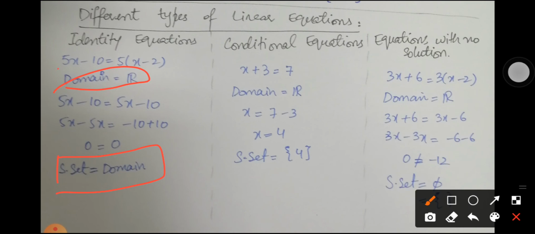And here you can also see that if I take 5 common from the equation, I get 5 into x minus 2. So the left hand side is already equal to the right hand side, so it must be true for all values of the domain.